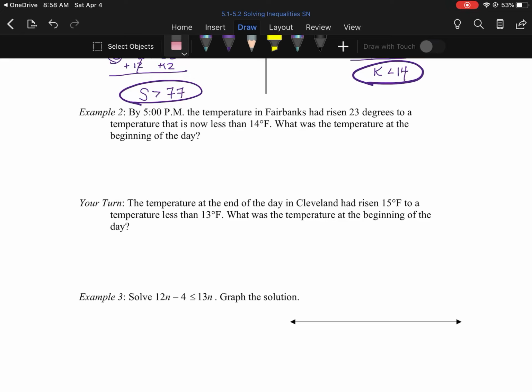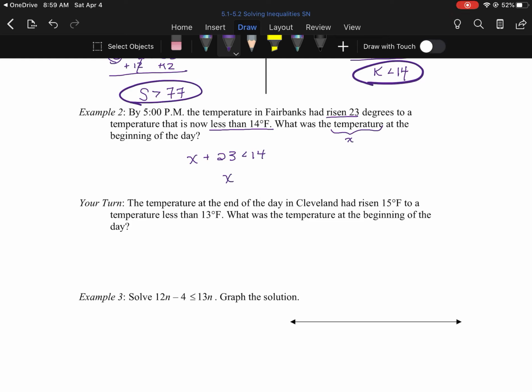All right, so back to example 2. By 5 p.m., the temperature in Fairbanks had risen 23 degrees to a temperature that is now less than 14 degrees. What is the temperature at the beginning of the day? So since we're trying to find out what the temperature was at the beginning of the day, I'm just going to go ahead and say my temperature is going to be represented by x. So we don't know what the temperature was at the beginning of the day, but we know it rose 23 degrees. So that means it was plus 23 degrees. And now we know the temperature is less than 14 degrees.